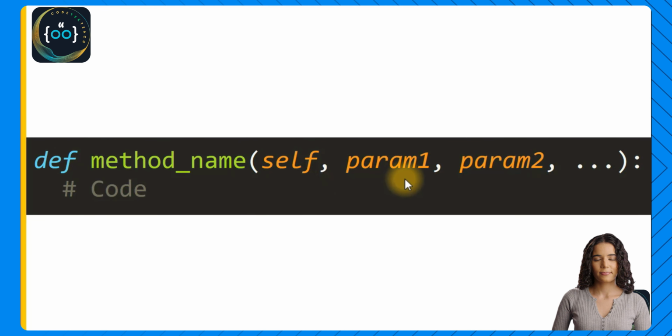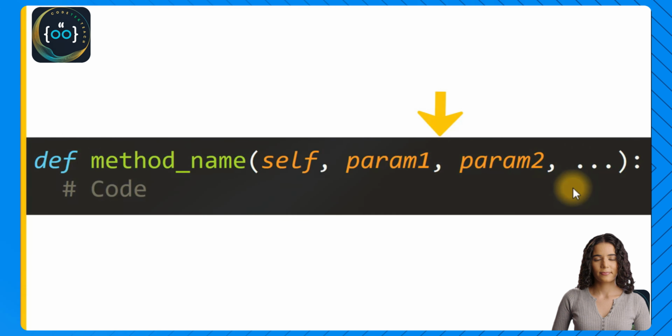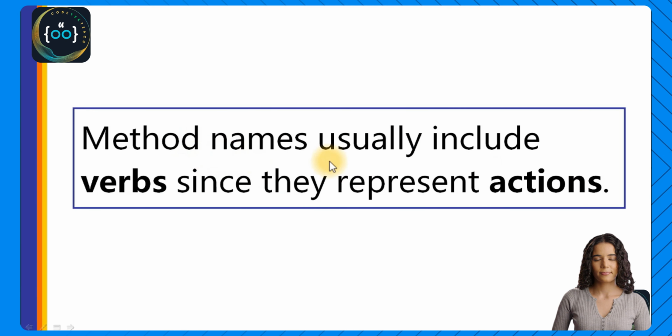You shouldn't need to add many parameters to this list of parameters, and if you do need to, there is usually a way to redesign your code to reduce the number of parameters in this list. Method names usually include verbs, since they represent the actions of an object.